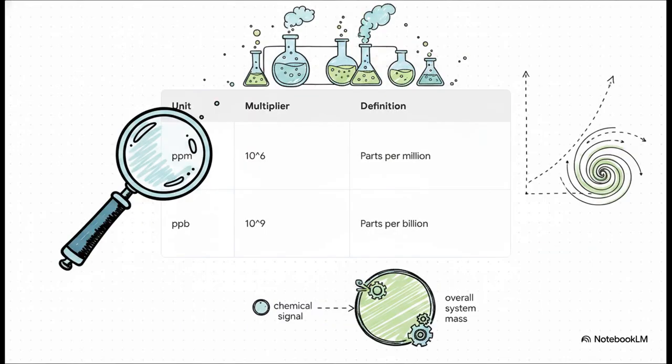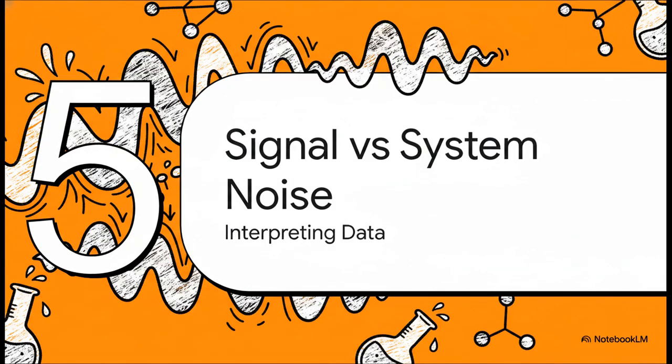To solve this, we introduce trace telemetry units. Up in the top row of our matrix, we have ppm, which you read aloud as parts per million, or simply ppm. This carries an exponential mass multiplier of 10 to the 6th power. Right below that is ppb, or parts per billion, with a multiplier of 10 to the 9th power. We rely heavily on these exponential scales when our chemical signal is literally just a tiny fraction of the overall system mass. Let's look closer in Section 5, Signal versus System Noise.